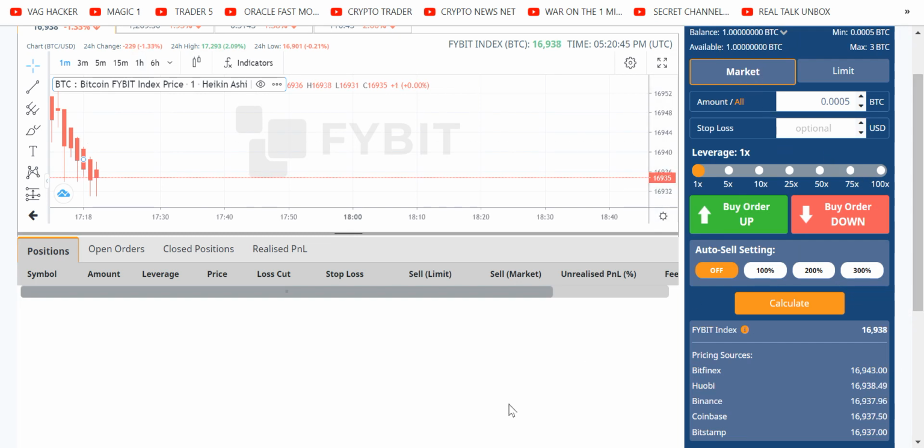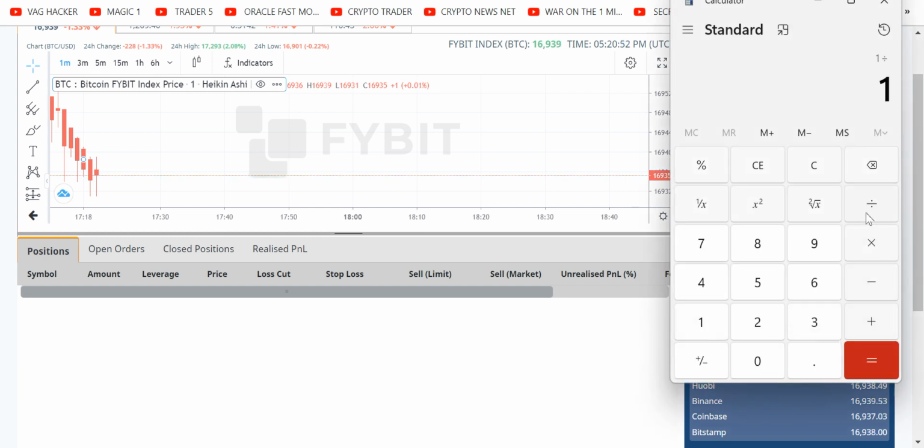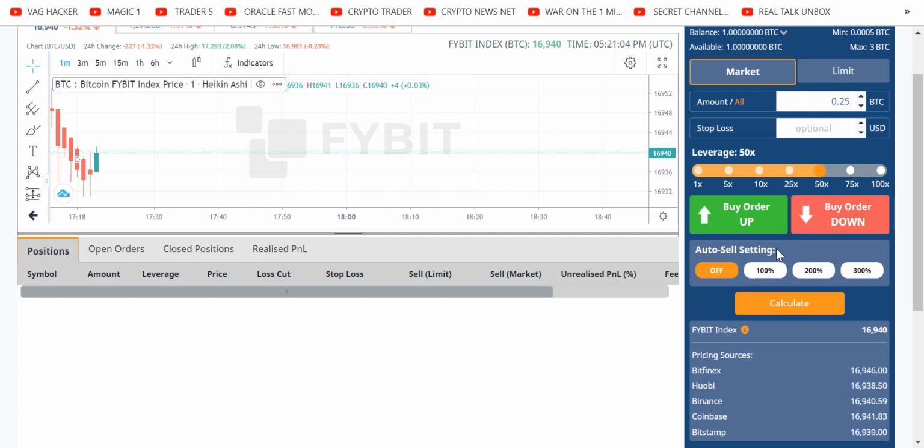Now, let's show you the math. One divided by four is your wallet management basic. So you got 0.25 to go into the trade. We enter at market. If you're at 50X, your fee to exit, and fees are not everything, your fee to get out is 7.5%. The lower the leverage, the less money you are borrowing, essentially, the lower your fees are.